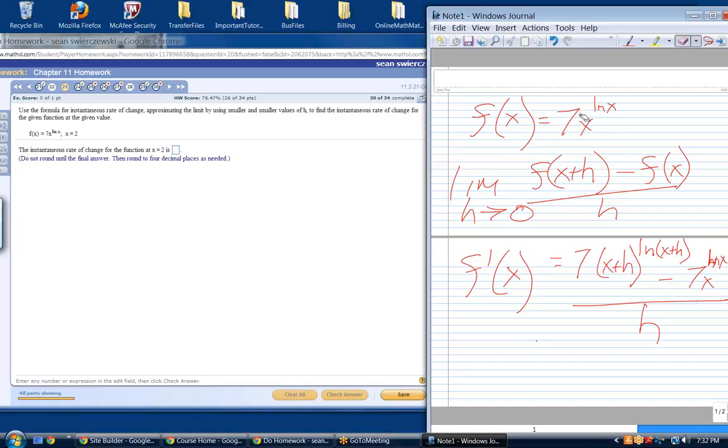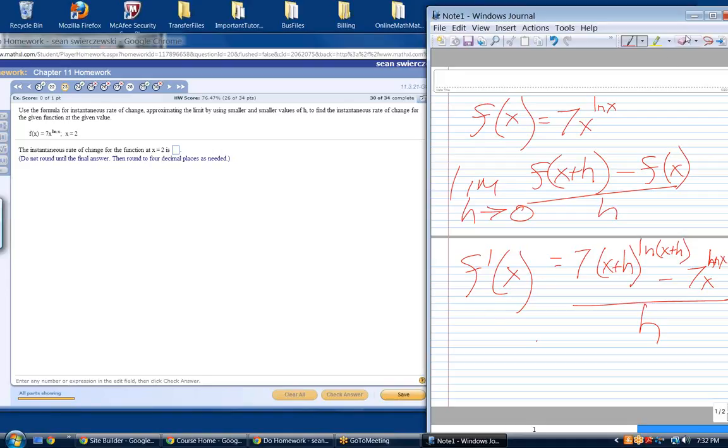And so no matter what the function is, you can plug it into this definition. The problem is that simplifying this is not so simple, as you can see. And I'm shocked by the degree of difficulty of this problem. Because they don't want you to simplify it. They want us to try some h's and see what we get as h approaches 0.